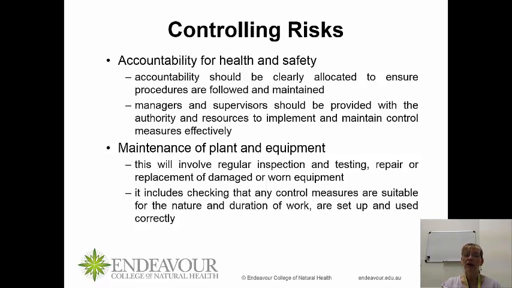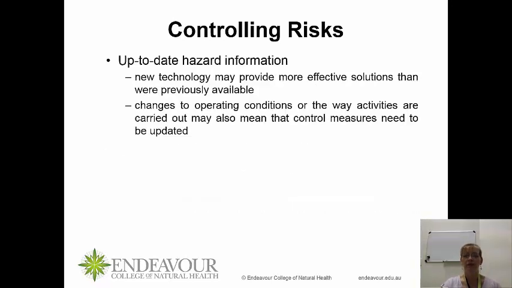Taking accountability for health and safety. Everybody in the workplace has a responsibility for health and safety, but there is that chain of command that needs to be followed as far as addressing risks, trying to minimise the risks and the hazards. Maintaining plant and equipment. Obviously, if you've got a piece of machinery or some kind of equipment that needs regular servicing, who's going to be responsible for that? How frequently does that have to be done? So making sure that that is taken care of.